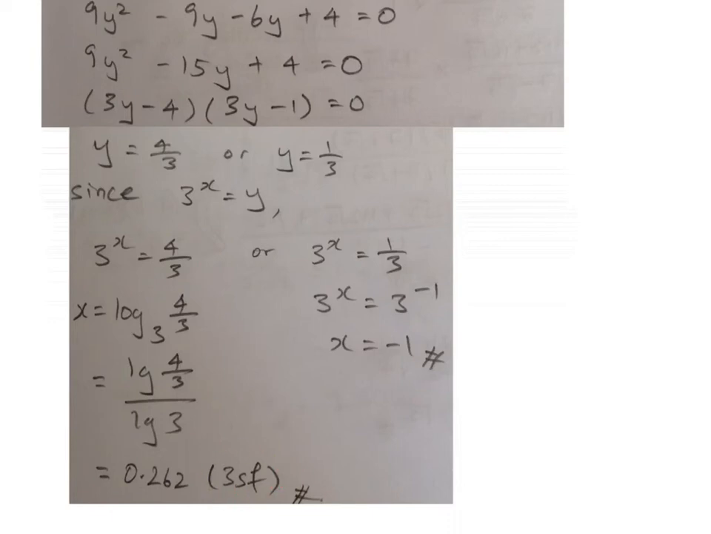For the second answer, 3 to the power of x is equal to 1/3. Using your law of indices again, 1/3 is actually 3 to the power of negative 1. And when we compare the index here, since the base is the same, you can see that your x is equal to negative 1. So you have two answers over here, x = 0.262 and x = negative 1.